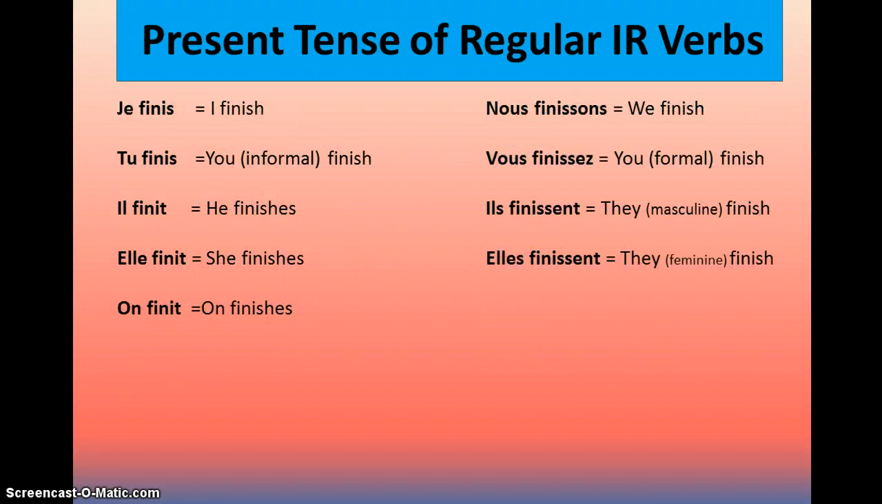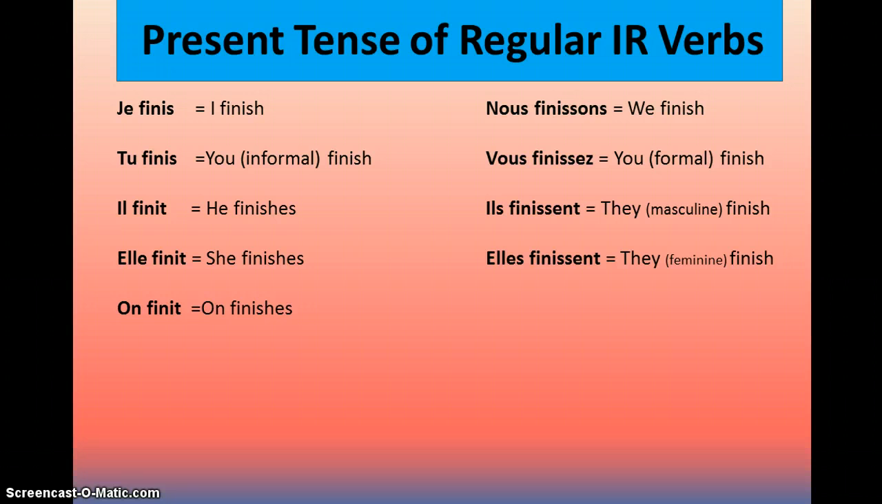Okay, so here's an example with the verb finir, F-I-N-I-R, which means to finish. First you take off the IR and you have F-I-N as your stem, and then you add the endings depending on the subject. So I finish is je finis. You informal finish, tu finis. Notice that the S is not pronounced.